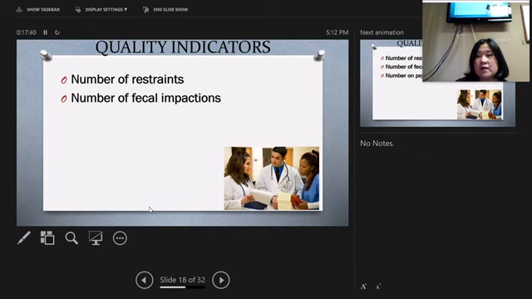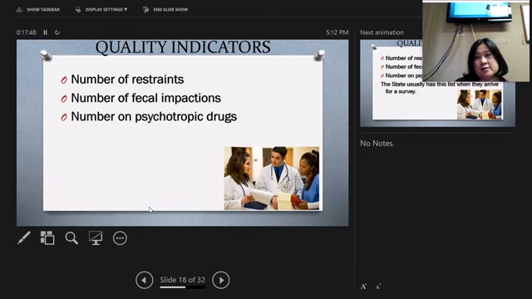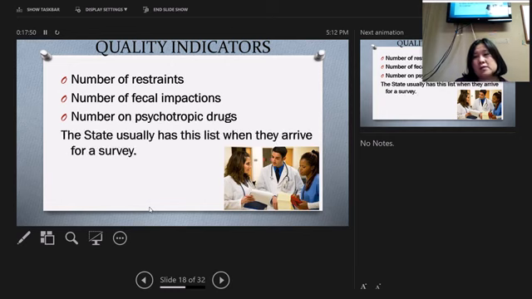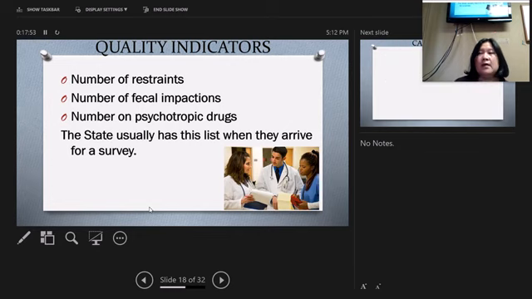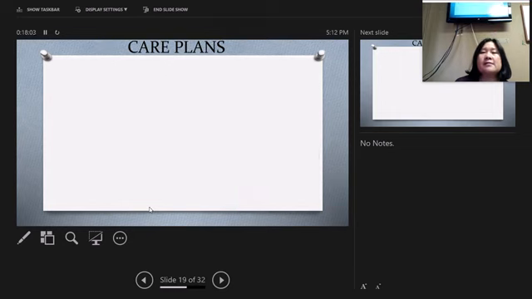The number of fecal impactions, how many people are constipated and haven't had a bowel movement in 3 days and are impacted and nobody knows. Number of drugs, psychotropic drugs. So these are the drugs that we're giving them to calm them, maybe sometimes to sedate them. They want to know how many people are on these drugs that are making them drowsy. So the state has to list the survey when they arrive, and it's public knowledge. We already talked about the surveys being available in the front lobby.